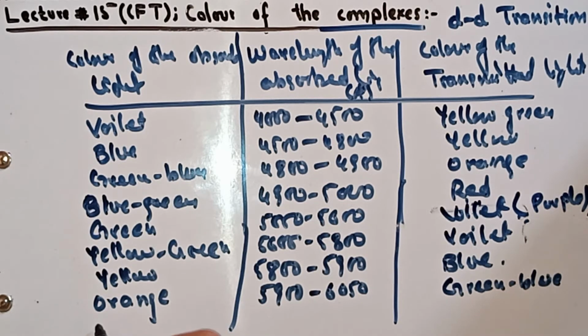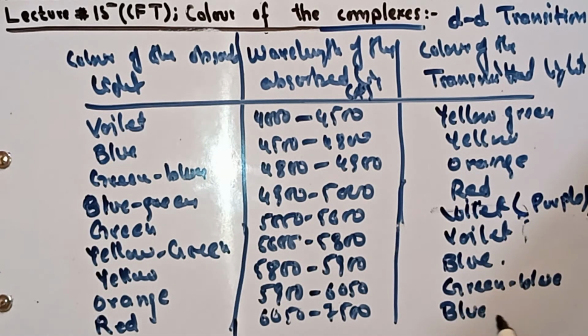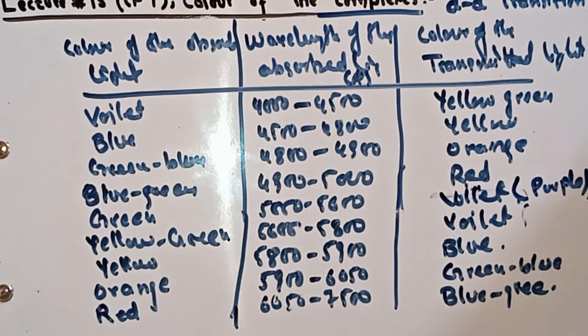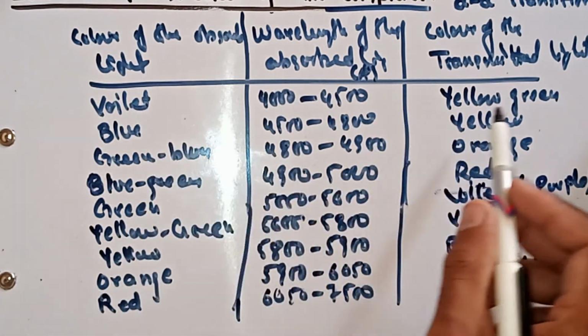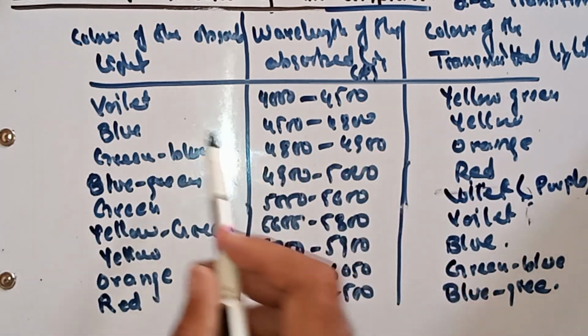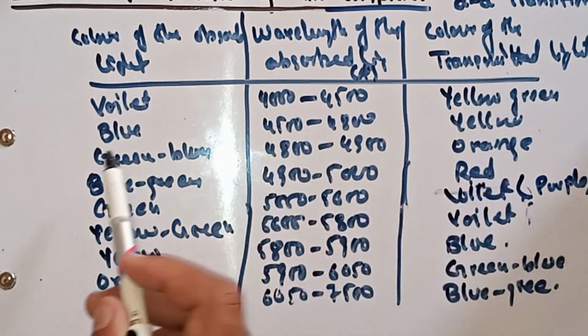When any complex absorbs red color, its wavelength is from 6050 to 7500 angstrom, while its complementary color is blue green. So you can also take a screenshot; you need to remember these points. Blue color will have yellow green. The complementary color of blue is yellow.